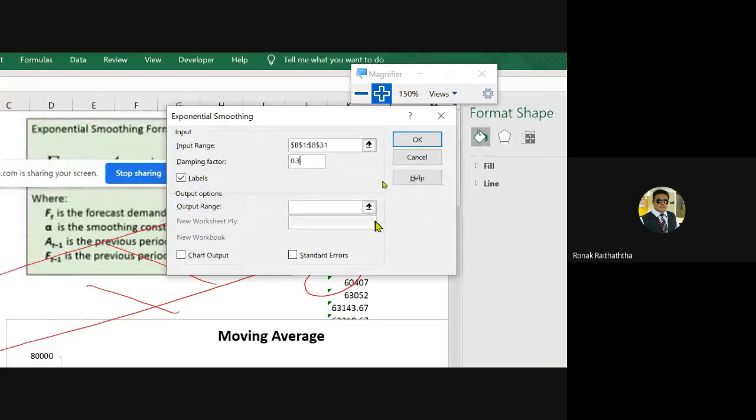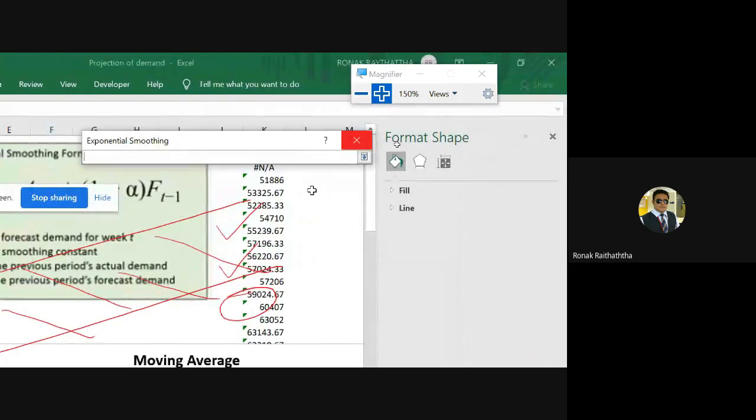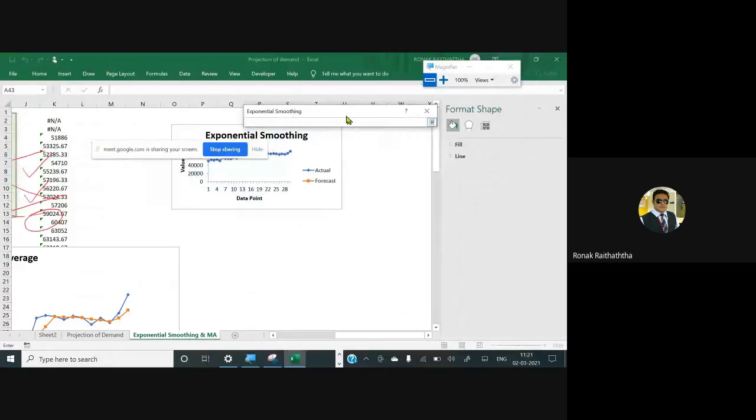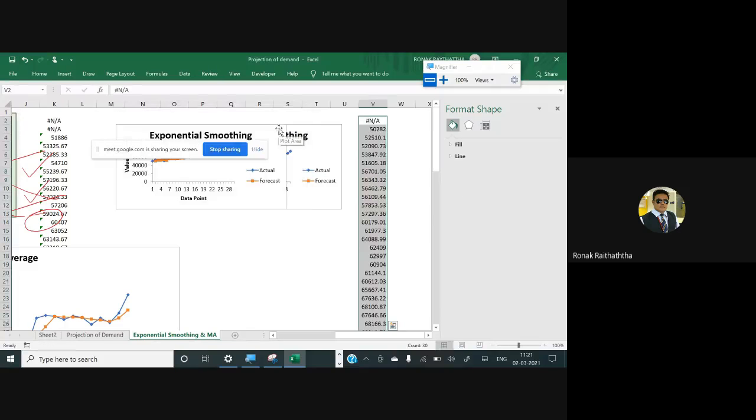Now here it requires the output range. Now let me select the output range somewhere. You may put the output range wherever you want to. I'm putting it over here, say in the V column, pressing enter. Now chart output as well we require, so I'm clicking on that too, pressing OK.